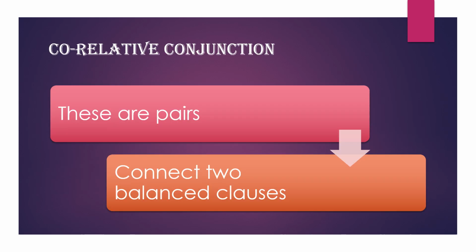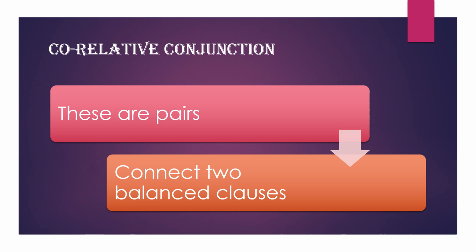The third kind of conjunctions that we have are correlative. Correlative conjunctions will always exist in pairs. You will have two words that are placed a bit far from each other in two clauses or in a sentence, but still they would always be used in pairs. You will not be using these words separately. They connect balanced clauses.